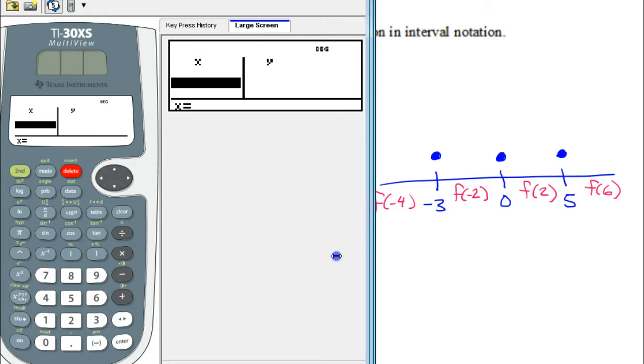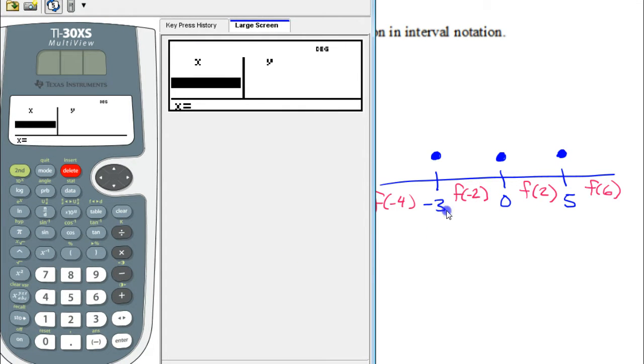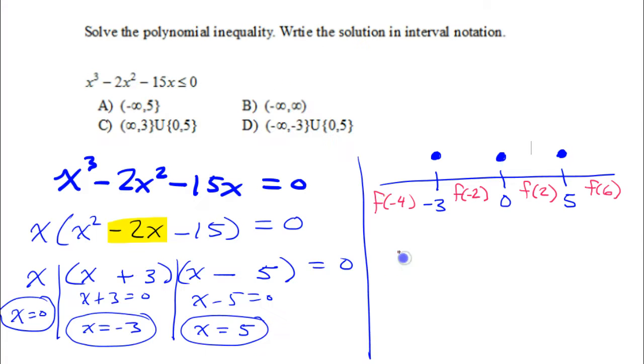So these are the values that I am dealing with. I want to know what's happening at -4 and -2. So here I go, -4 and -2. Type those in. So I got -36 and I got 14.